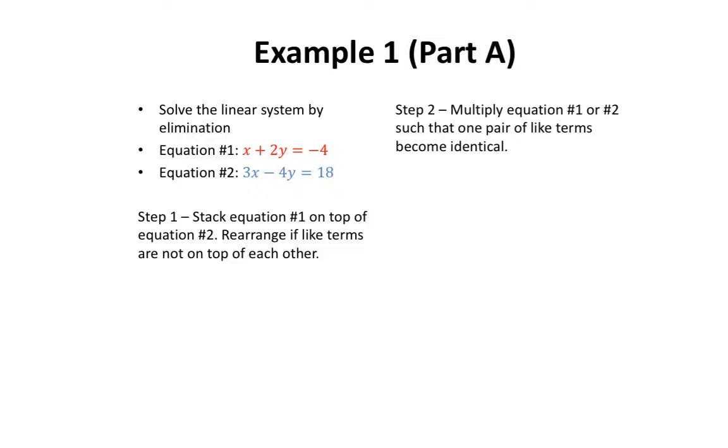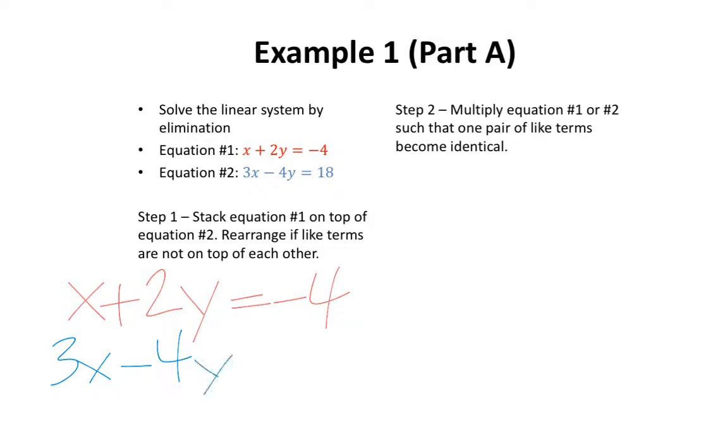Let's write equation 1. X plus 2y equals negative 4. And underneath it, I'm going to write equation number 2, which is 3x minus 4y equals 18.